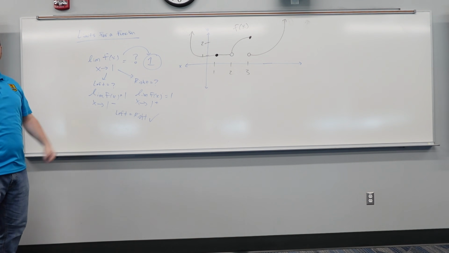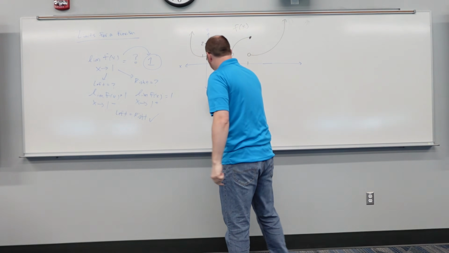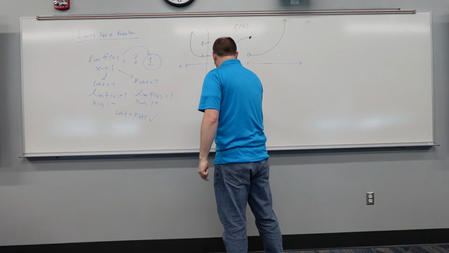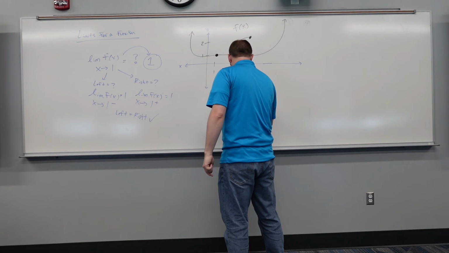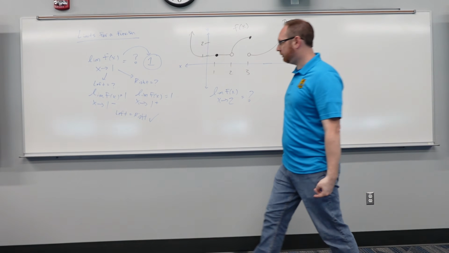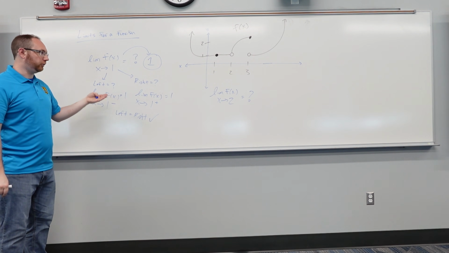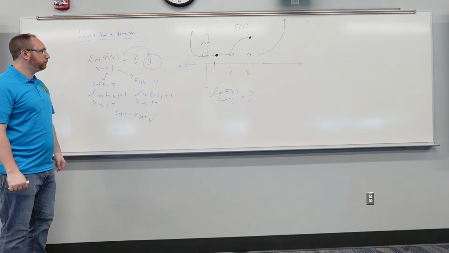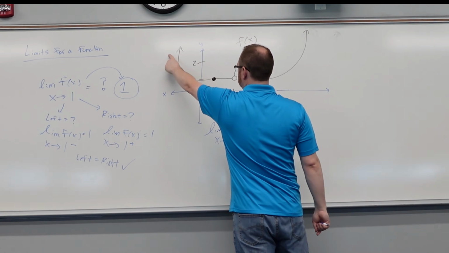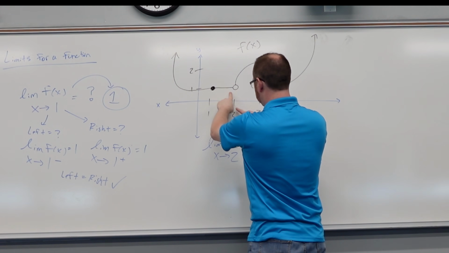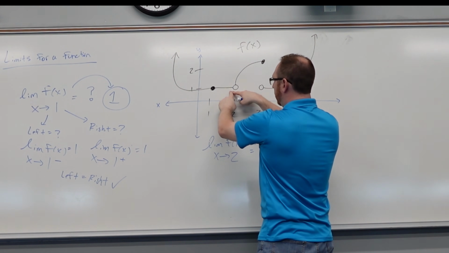So let's go ahead and look at 2. Let's say they want us to figure out the limit of f of x as x approaches 2. So what we should do is find the left limit, find the right limit, and if they match, whatever that match is going to be the value for the limit. So let's see what happens. From the left, we go down and across, and at 2, we're going to stop here. So we have a height of 1 or a y value of 1.